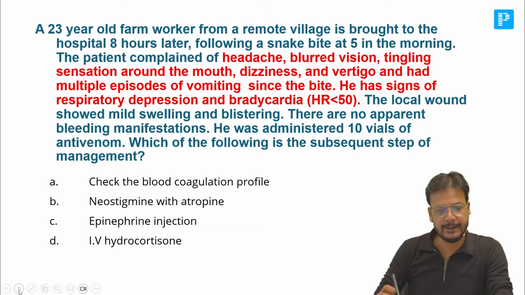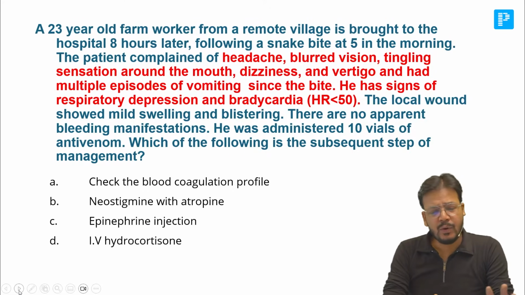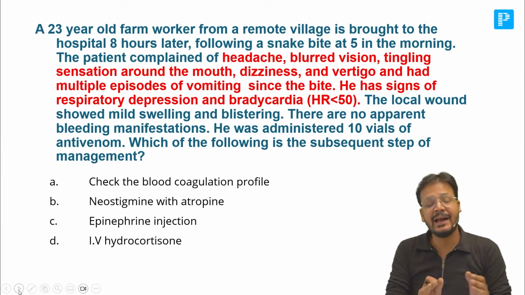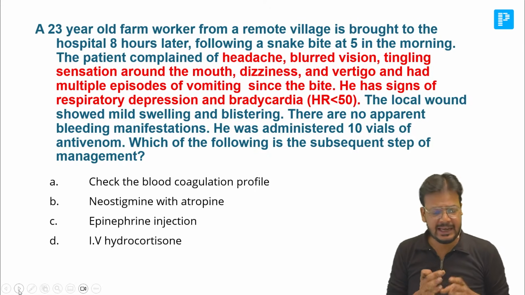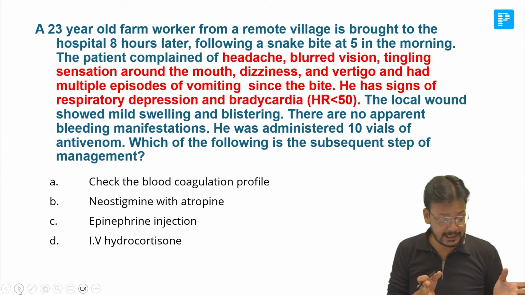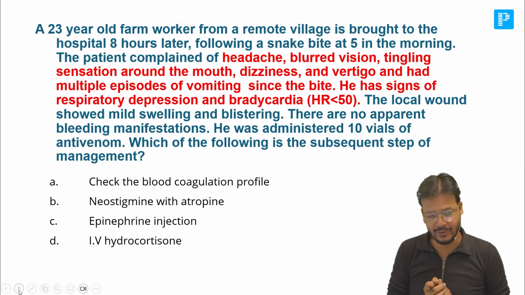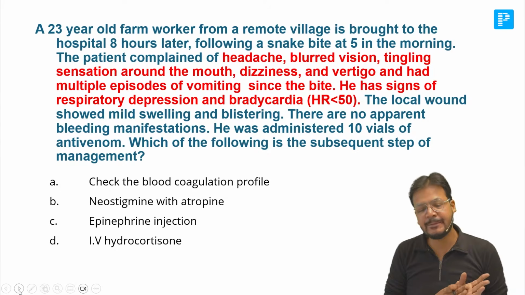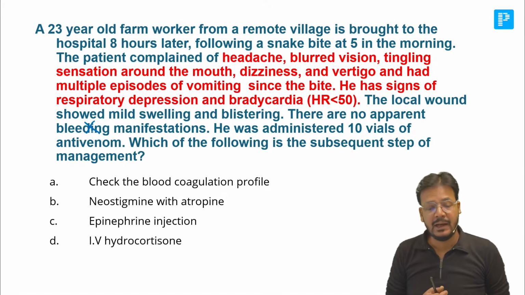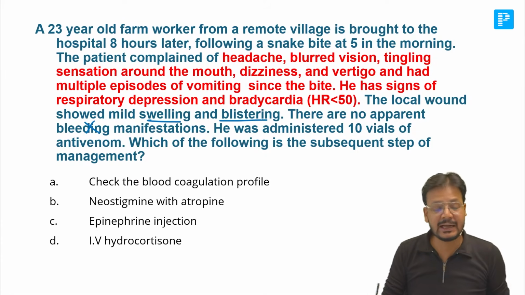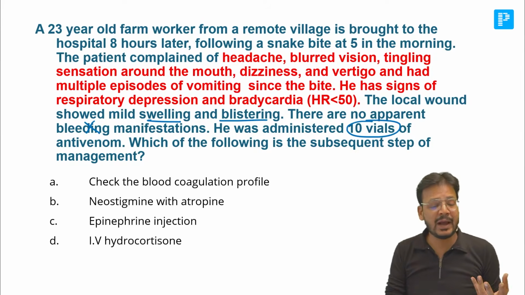Yes, absolutely right. Sir, a 23-year-old farmer working in a remote village had a snake bite in the morning. There was headache, blurred vision, tingling sensation around the mouth, dizziness, vertigo, and multiple episodes of vomiting since the bite. He has signs of respiratory distress, that is respiratory depression and bradycardia. So you are anticipating there are no apparent bleeding manifestations. So no bleeding, that means viper is ruled out. He has mild swelling and blistering, that is local symptoms are present. He was administered 10 vials of antivenom.